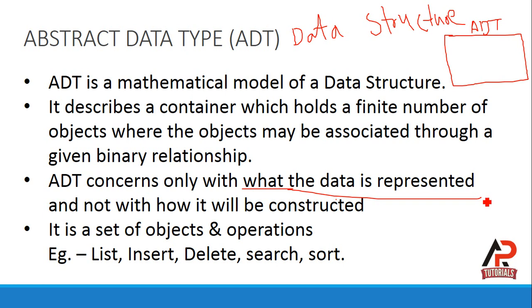And next, it is a set of objects and operations. The abstract data type consists of objects as well as operations like list, insert, delete, search, sort. So these are all the different types of operations that we can perform on the data.